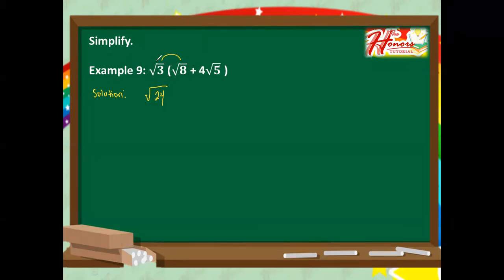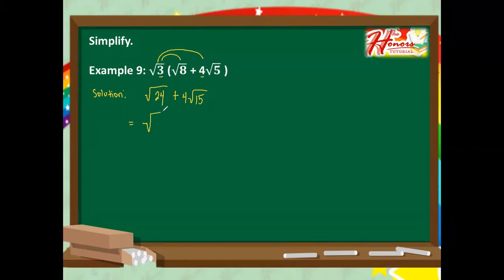So square root of 3 times square root of 8 is square root of 24. And then we have to distribute square root of 3 to positive 4 square root of 5. So square root of 3 times 4 square root of 5 is equal to plus 4 square root of 15, because we will just copy 4 and then multiply 3 and 5. And then after that, we have to simplify square root of 24.